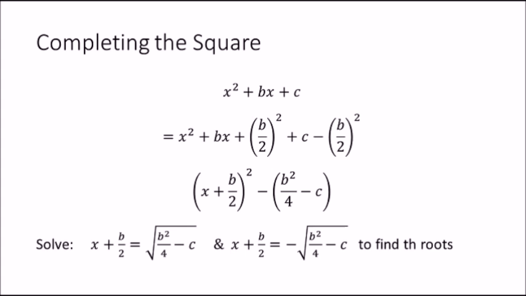So what that lets us do is factor out the first half of the equation and recognize that x plus b over 2 squared, if the entire polynomial is equal to 0, is going to be equal to the square root of b squared over 4 minus c. And that will give you the two different roots, the positive and the negative square root of b squared over 4 minus c. Let's go ahead and do a little practice with completing the square at this point.